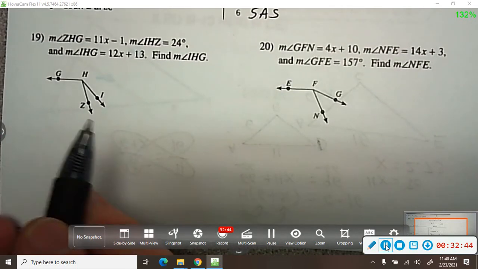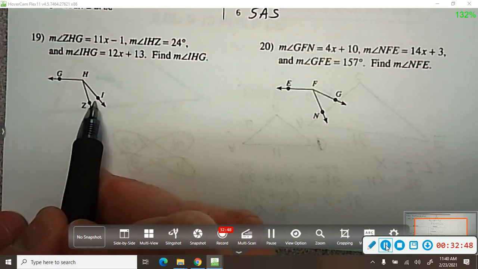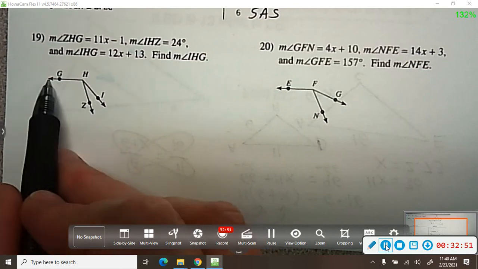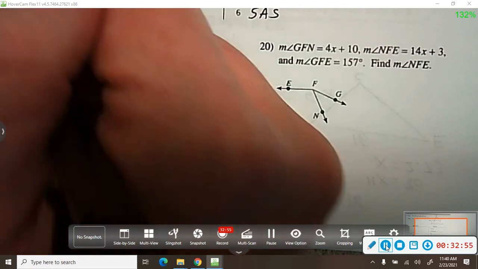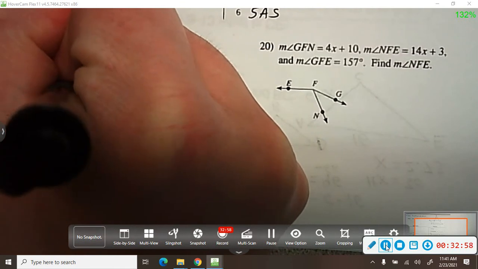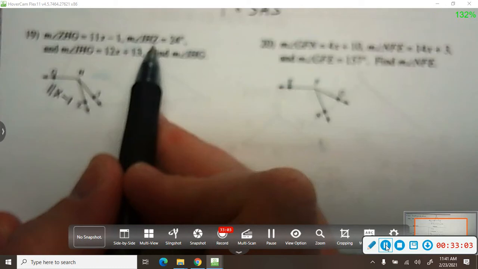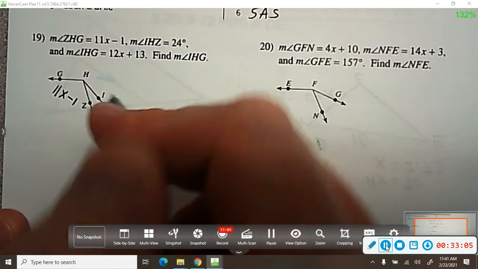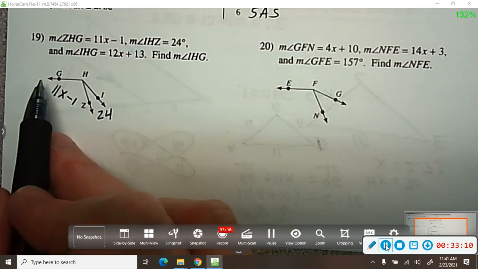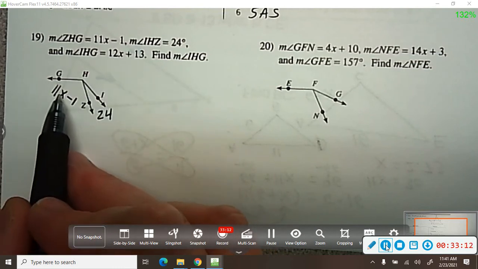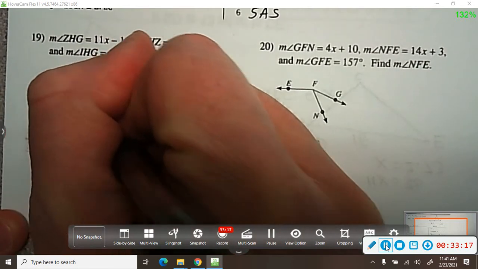And then finally, if you have two angles, it's called the angle addition postulate, that these two angles should equal the whole thing. So ZHG, this part's 11x minus 1. And then IHG is 24. But then the whole thing, IHG is 12x plus 13. So I know this plus this is this. So I'm going to set up my equation.